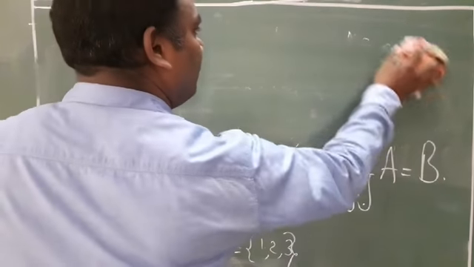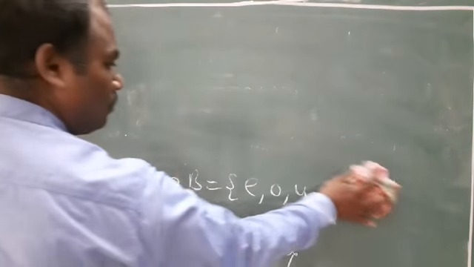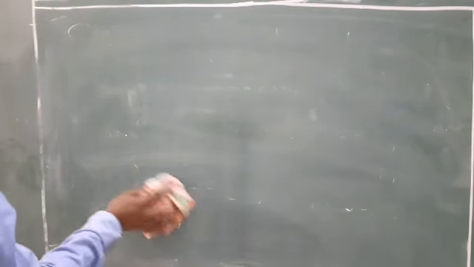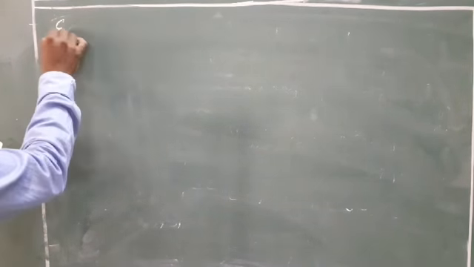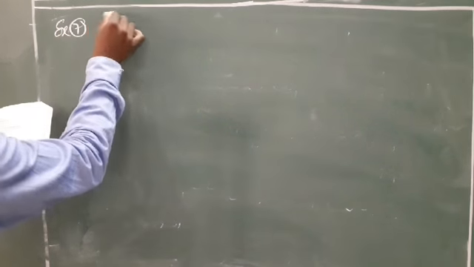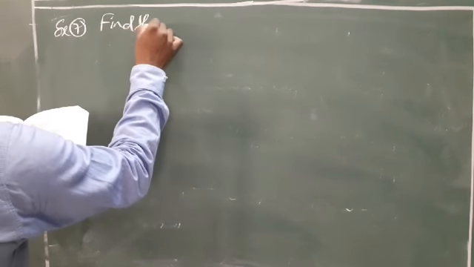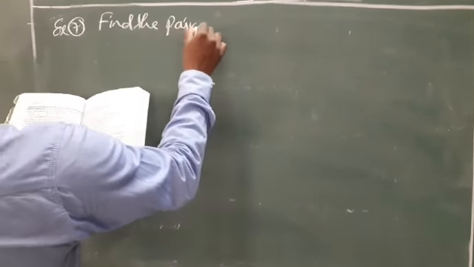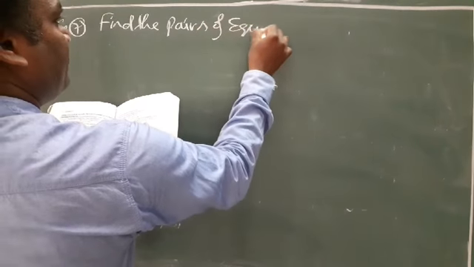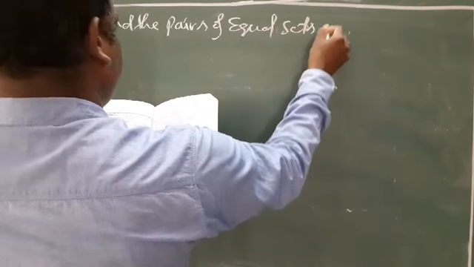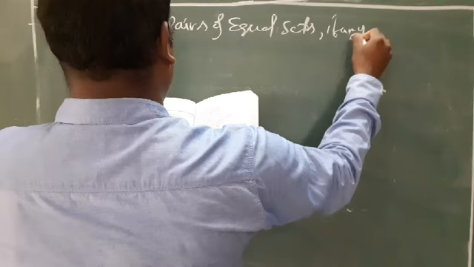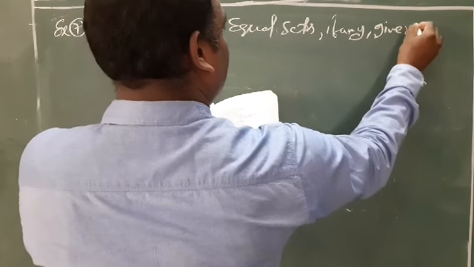Now we shall discuss one more problem. Example 7. Find the pairs of equal sets, if any. Give reasons.